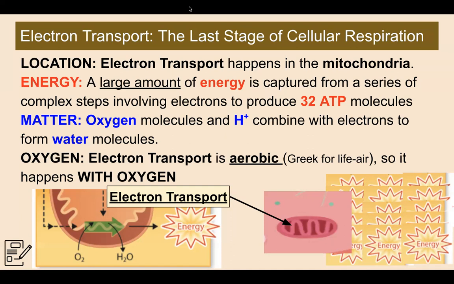Finally, oxygen, electron transport is aerobic. Obviously, we need oxygen in the matter section to be able to do electron transport. So it is aerobic, that's Greek for life air. So it happens with oxygen. If you don't have oxygen, you can't do electron transport. If you can't do electron transport, you can't do the Krebs cycle. So both the Krebs cycle and electron transport are said to be aerobic.